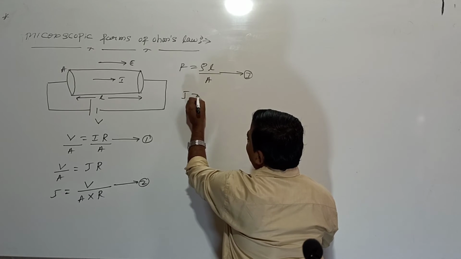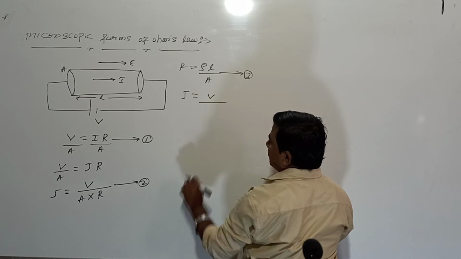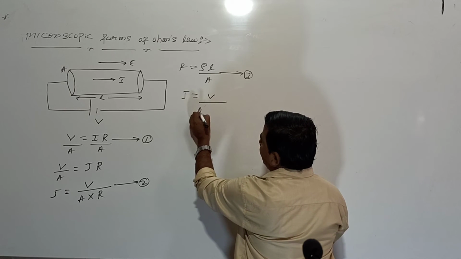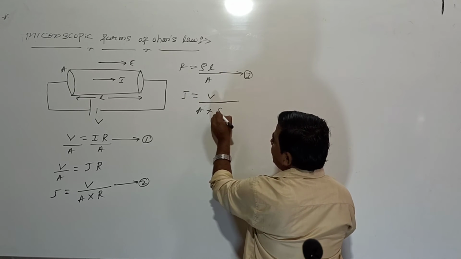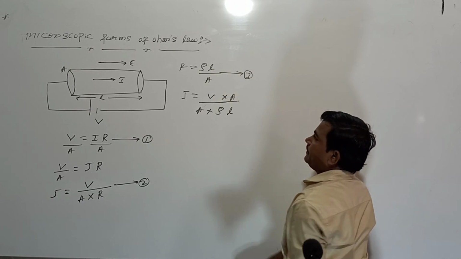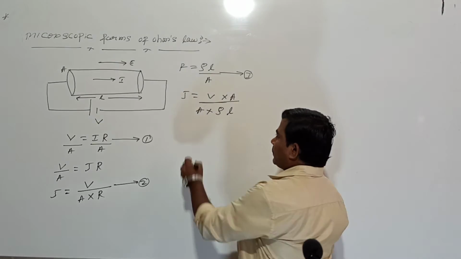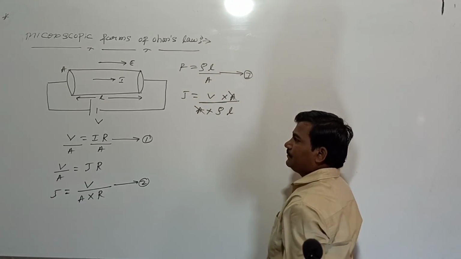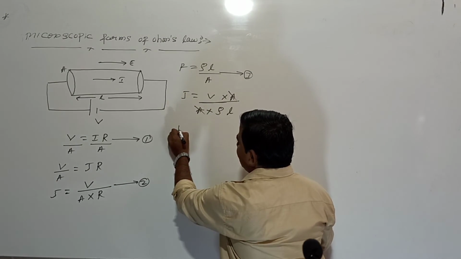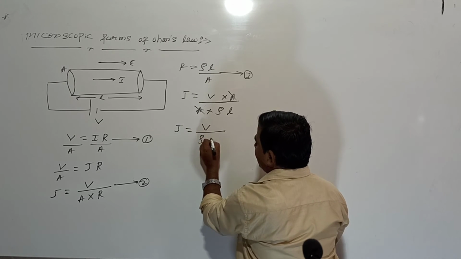The current density J equals V, keep it the same, area kept the same. What is the resistance? Resistivity times length divided by how much? That is area. Later on, this area gets cancelled. What is remaining then? Current density. Current density is equal to how much? V divided by rho into L.